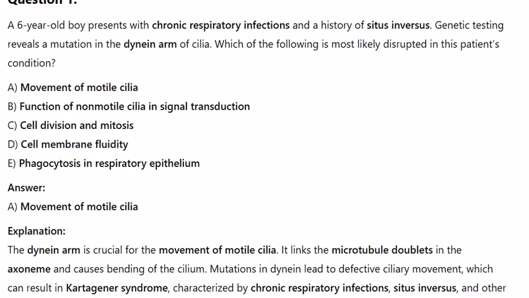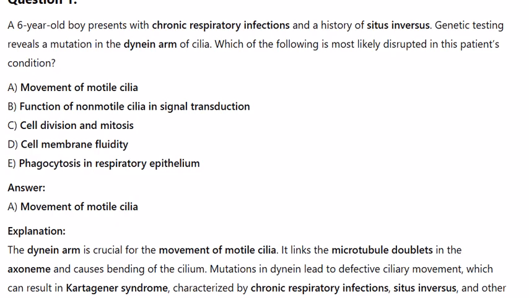Which of the following is most likely disrupted in this patient's condition? A. Movement of motile cilia. B. Function of non-motile cilia and signal transduction. C. Cell division and mitosis. D. Cell membrane fluidity. E. Phagocytosis and respiratory epithelium. Answer: movement of motile cilia.